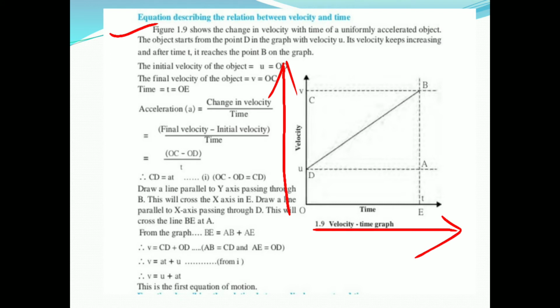We know that acceleration is the rate of change of velocity. The object starts from point D in the graph with velocity u. Its velocity keeps increasing, and after time t, it reaches point B. Now there is a change in the velocity: initial velocity u, final velocity v, initial point D and final point B. See here, this line shows velocity. So the initial velocity is OD and the final velocity is OC.